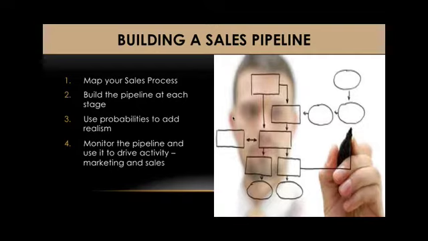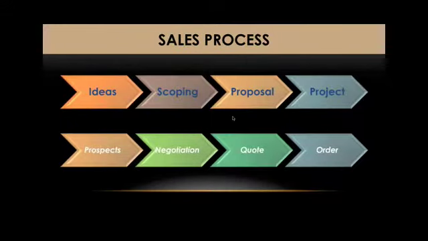We need to build the pipeline at each stage of that process. We're going to add probabilities of potential sales to add some realism. And then we're going to monitor the pipeline and use it to drive activity, marketing and sales. So really there's those four simple steps. Let's go through each of them. First thing we need to do is map out a sales process. And I'm not talking about a really detailed sales process.